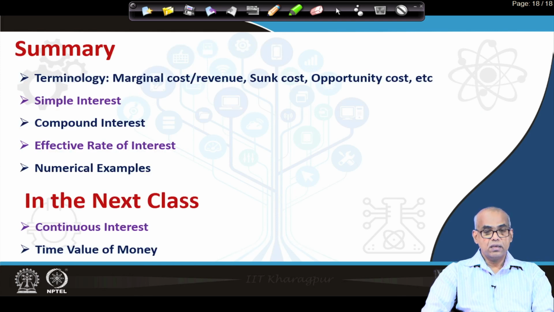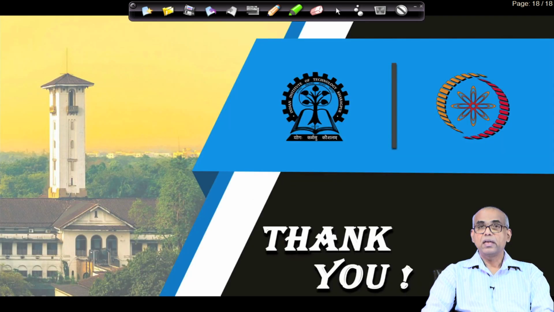In this lecture, we became familiar with several definitions such as marginal cost, revenue, sunk cost, opportunity cost, etc. We also learned about simple interest, compound interest, effective rate of interest, nominal interest, etc. In the next class, we will learn about continuous interest, time value of money as well as cash flow diagram. With this, we conclude lecture 16 here.